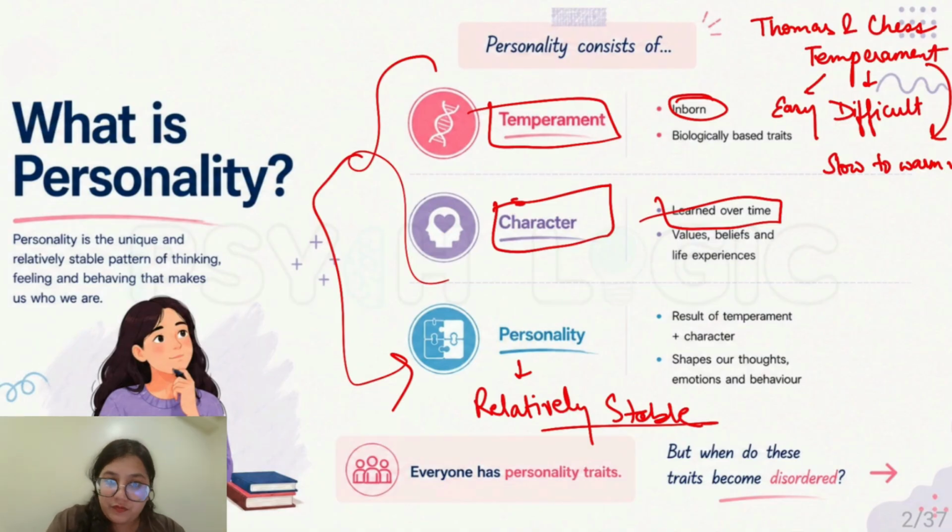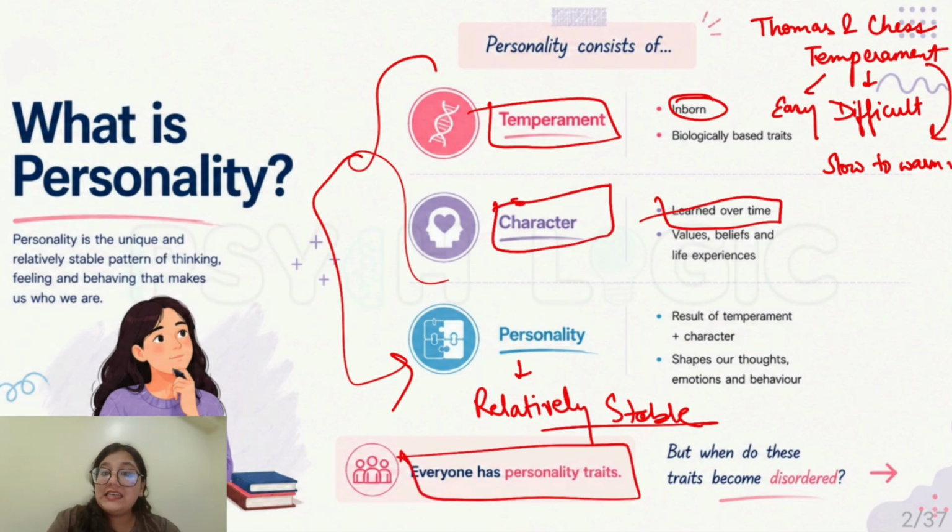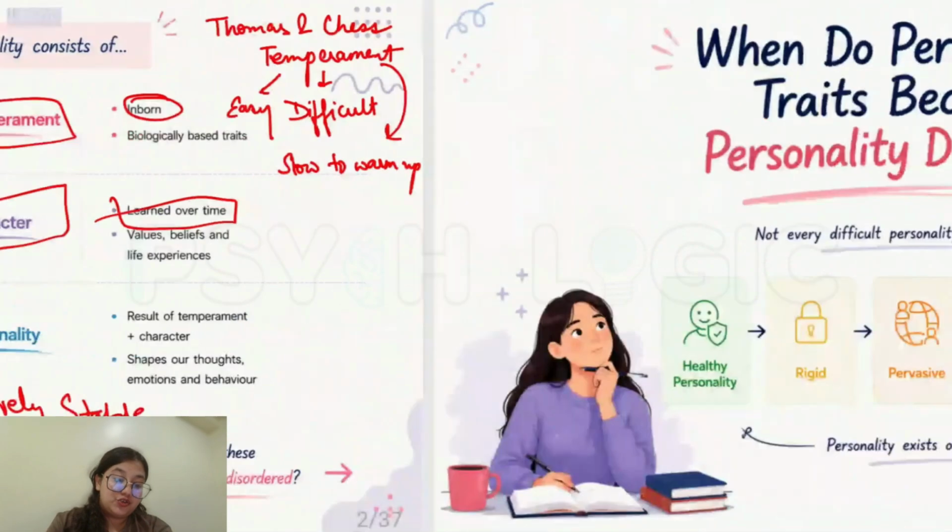Now, here's something that is very important for the exam. Every single person has a personality, and every single person has personality traits. Having a personality trait does not mean having a disorder. Someone can be shy, extremely organized, very emotional, very cautious, or very outgoing, and still be completely healthy. A personality disorder is diagnosed only when these traits become so rigid and extreme that they start affecting the person's work, relationships, daily functioning. And that is what we are going to discuss in the next slide: when do these traits become disordered.